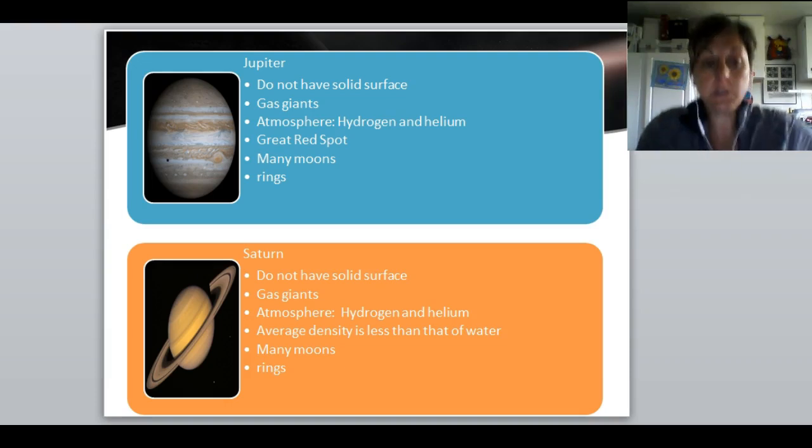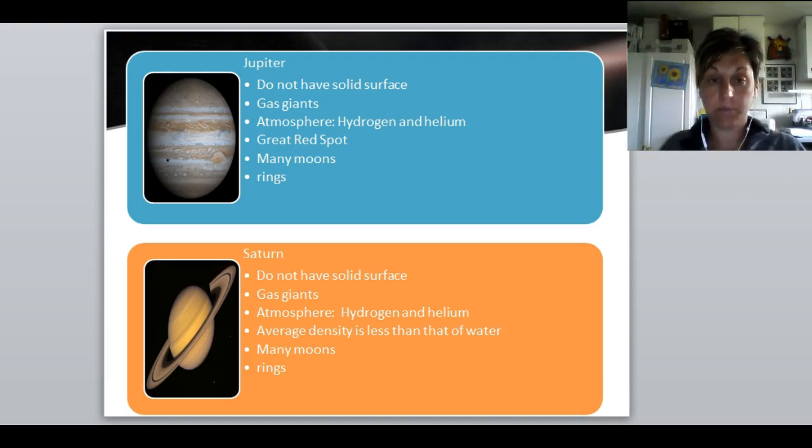Then we get to the larger planets, which are further out. We have Jupiter. Jupiter does not have a solid surface. It is known as one of the gas giants. It does have an atmosphere. The atmosphere is made up of hydrogen and helium. It has this great red spot on it, which scientists believe was a storm, because the size of it continues to diminish. It has many moons, and it also has rings, which a lot of people don't know because you don't see them. But there are rings that encompass Jupiter.